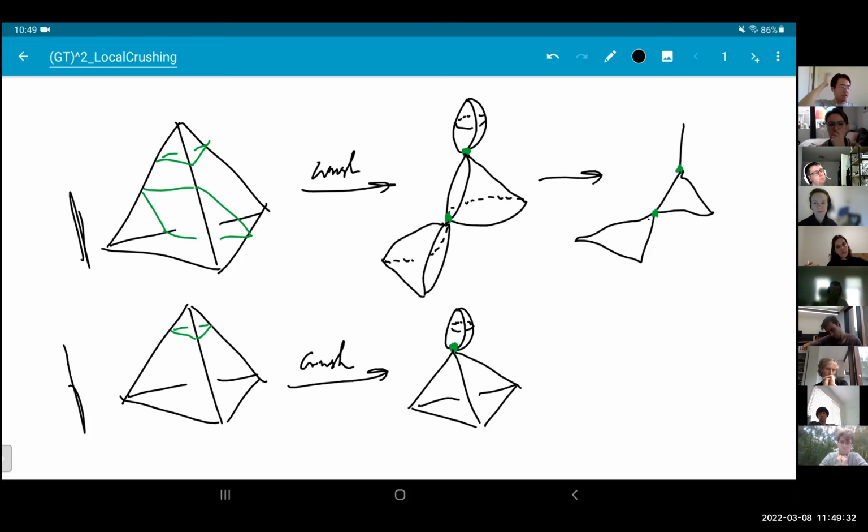And the really tantalizing thing about crushing is exactly that somehow when you actually do the crushing, you don't care about the sphere. You just care about where the quads are. And so that's roughly the motivation.